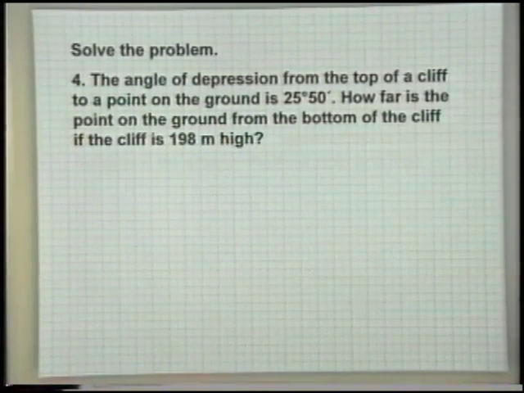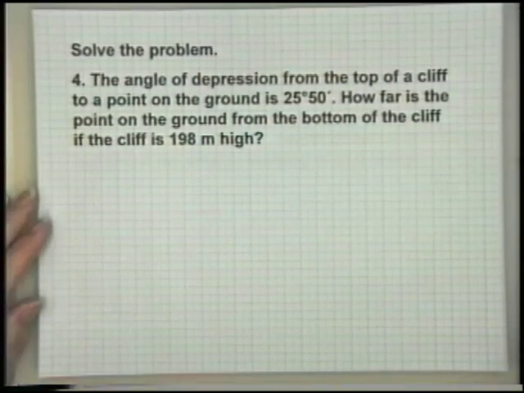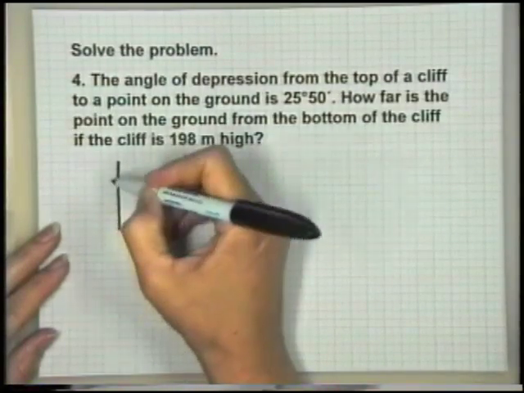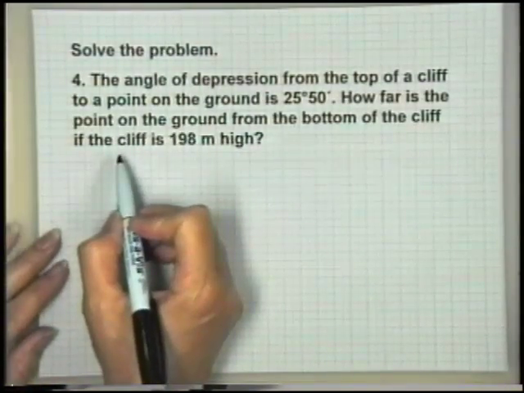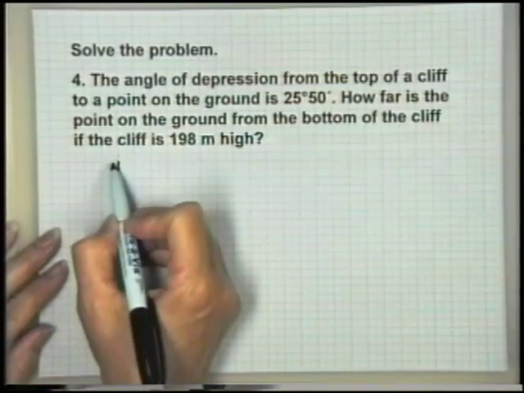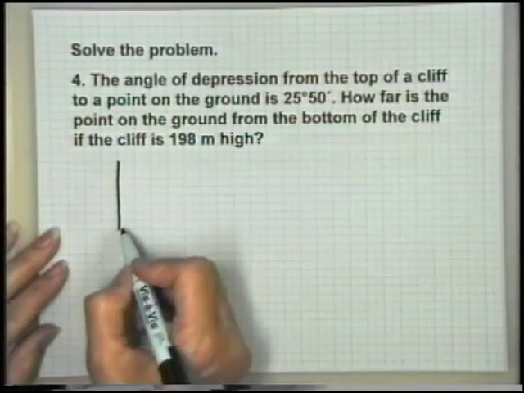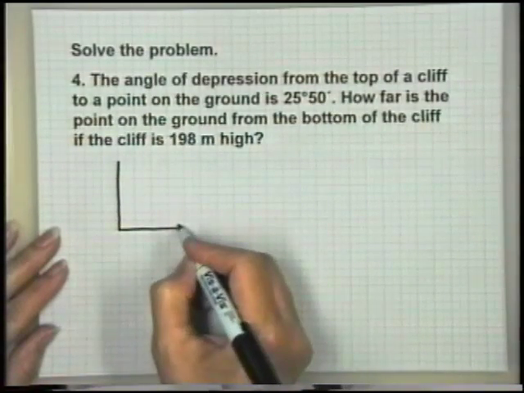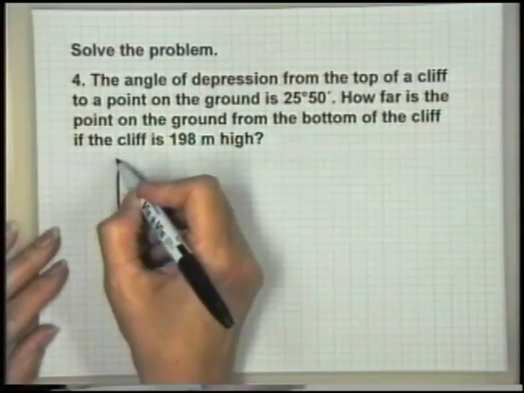The angle of depression from the top of a cliff to a point on the ground is 25 degrees 50 minutes. How far is the point on the ground from the bottom of the cliff if the cliff is 198 meters high? Well, once again, let's draw it. And this is going to represent my cliff. So right here is where we're talking about the top of the cliff. We're going to imagine that the cliff is perpendicular to the ground, and here's that point on the ground.